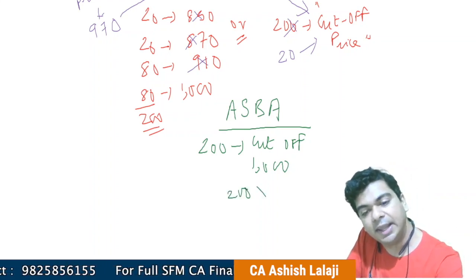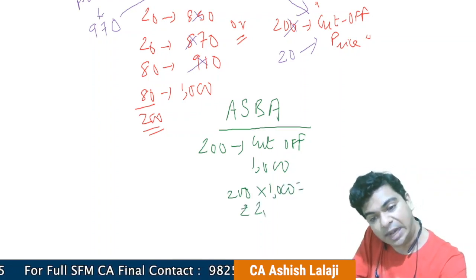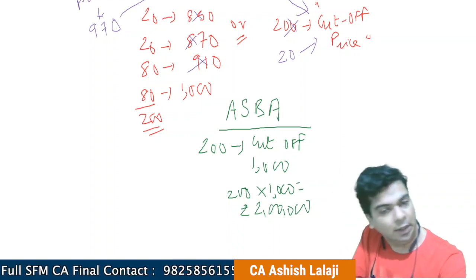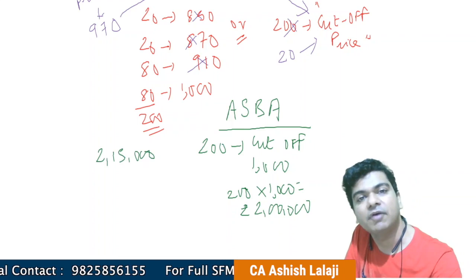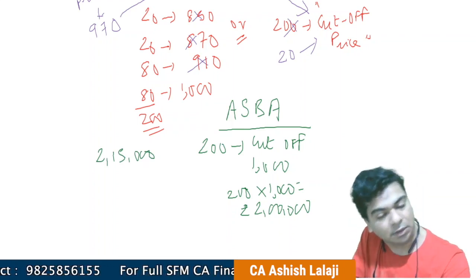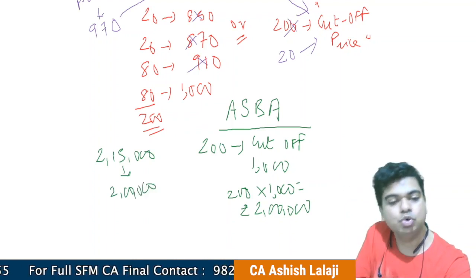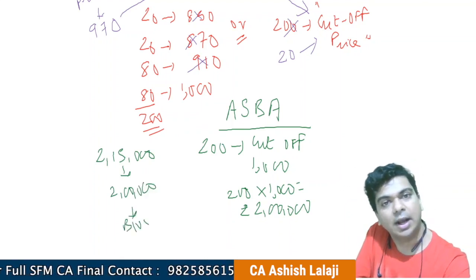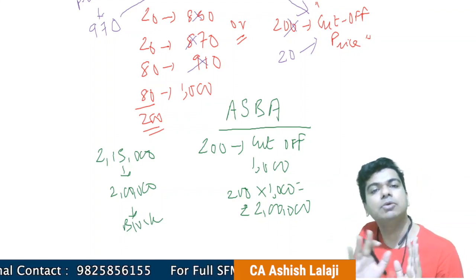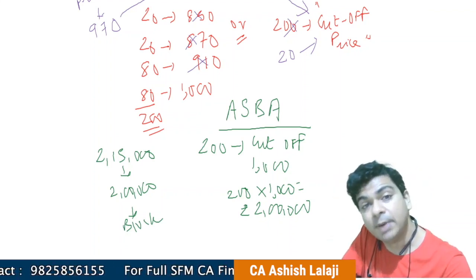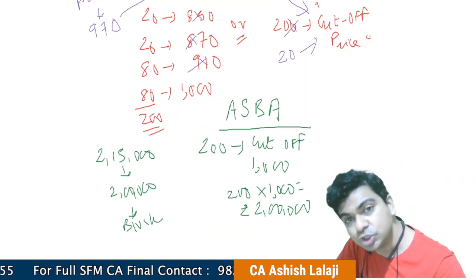So 200 into 1000 will turn out to be rupees 2 lakhs. Let us say in your bank account you have 2,15,000 right now. So the bank will block 2 lakhs of rupees in your account. So right now you have only 15,000 rupees which can be freely used by you. 2 lakhs is blocked under this particular application.